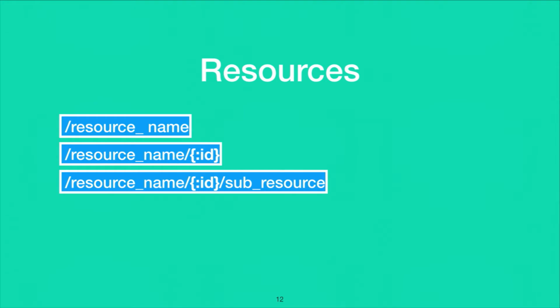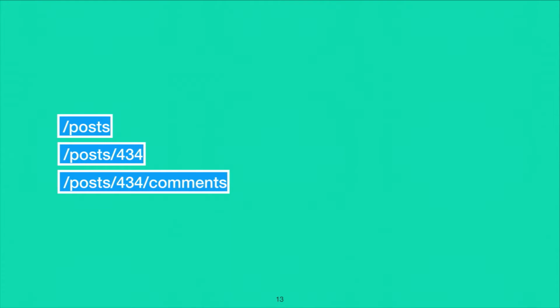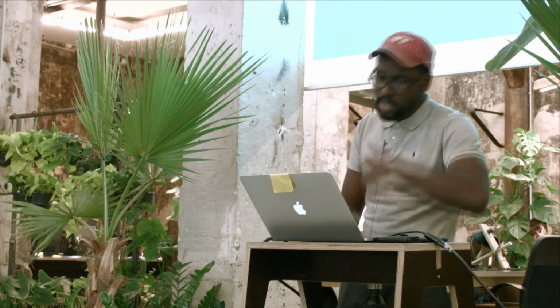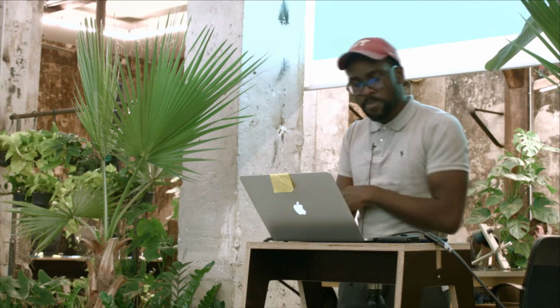So let's try and be more concrete. Let's say we're a startup and we're building a collaborative blogging service. We have a resource named Post. We can access a collection of posts, we can access one particular post, or we can access the comments of this post, or the contributor. All right, so that's for one part.